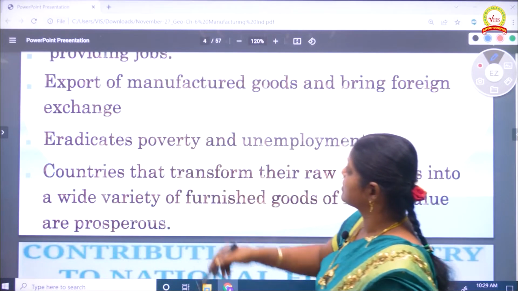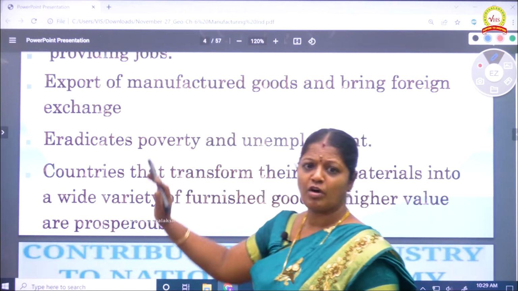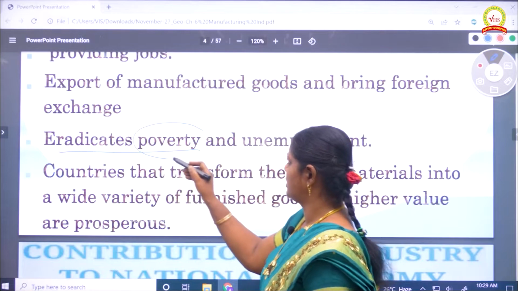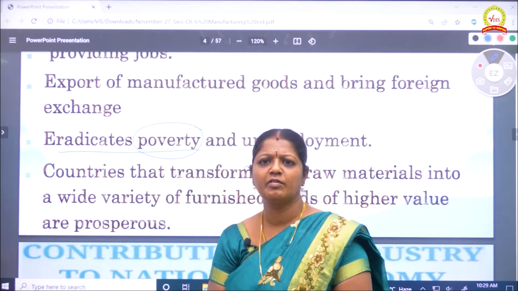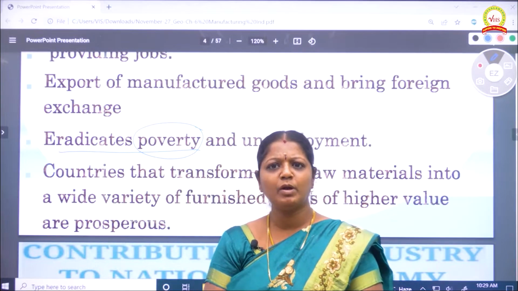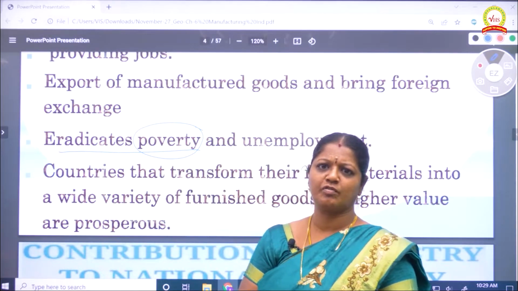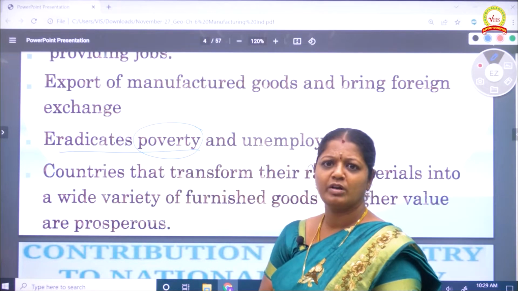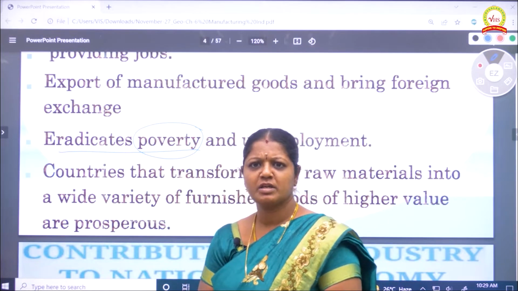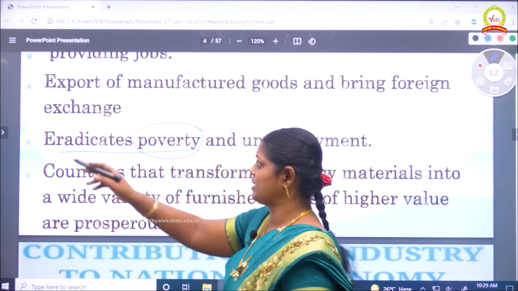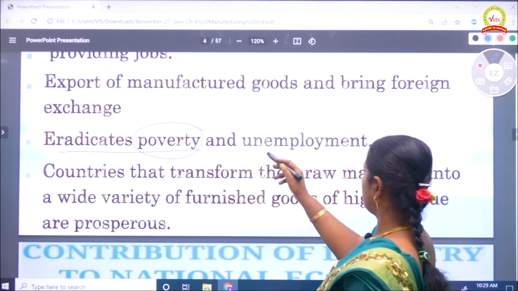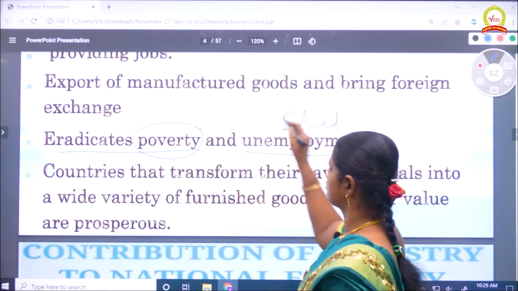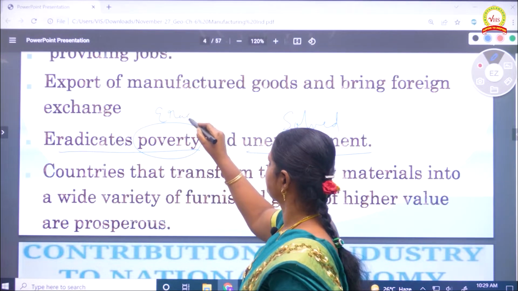So it also exports manufactured goods and brings in foreign exchange, as I told you. It also eradicates poverty. So what is meant by poverty, do all of you know? Yes, poverty is nothing but people living in poor conditions, people who are unable to get even the basic necessities like food, shelter, good drinking water, and education facilities. They are called people who are living in poverty. So when the manufacturing sector provides job opportunities for many people, naturally it eradicates poverty in India, and the unemployment problem also will be solved.